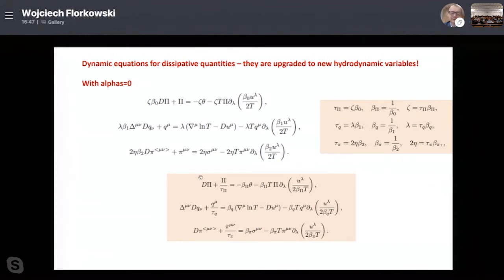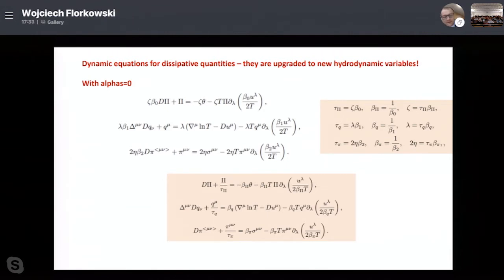So we will have the convective derivative of the bulk pressure plus pressure divided by the tau pi coefficient, which we call relaxation time. Now we have minus zeta theta divided by zeta beta zero, so there is a 1/beta zero term, which we call beta pi, capital pi. These are new coefficients, but the product of tau pi and beta pi gives zeta. And there is still some extra term, which looks maybe ugly and not very transparent.